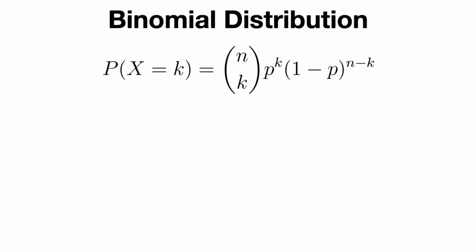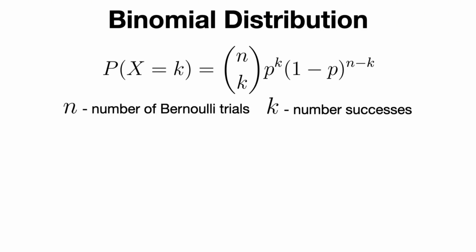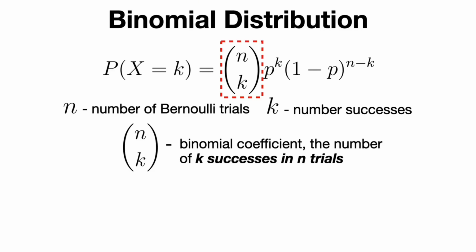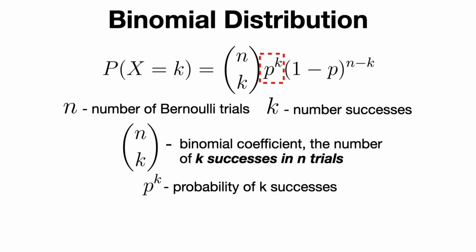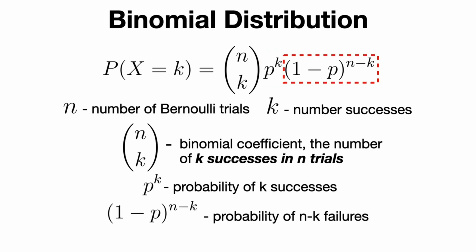And the probability formula for the binomial distribution is the following, where n is the number of Bernoulli trials and k is the number of successes, which calculates the number of ways we can arrange k successes among n trials, also known as combinations in math. Finally, quite similar to the Bernoulli distribution, we have p to the power of k and 1 minus p to the power of n minus k, which represent the probability of successes and failures, respectively.